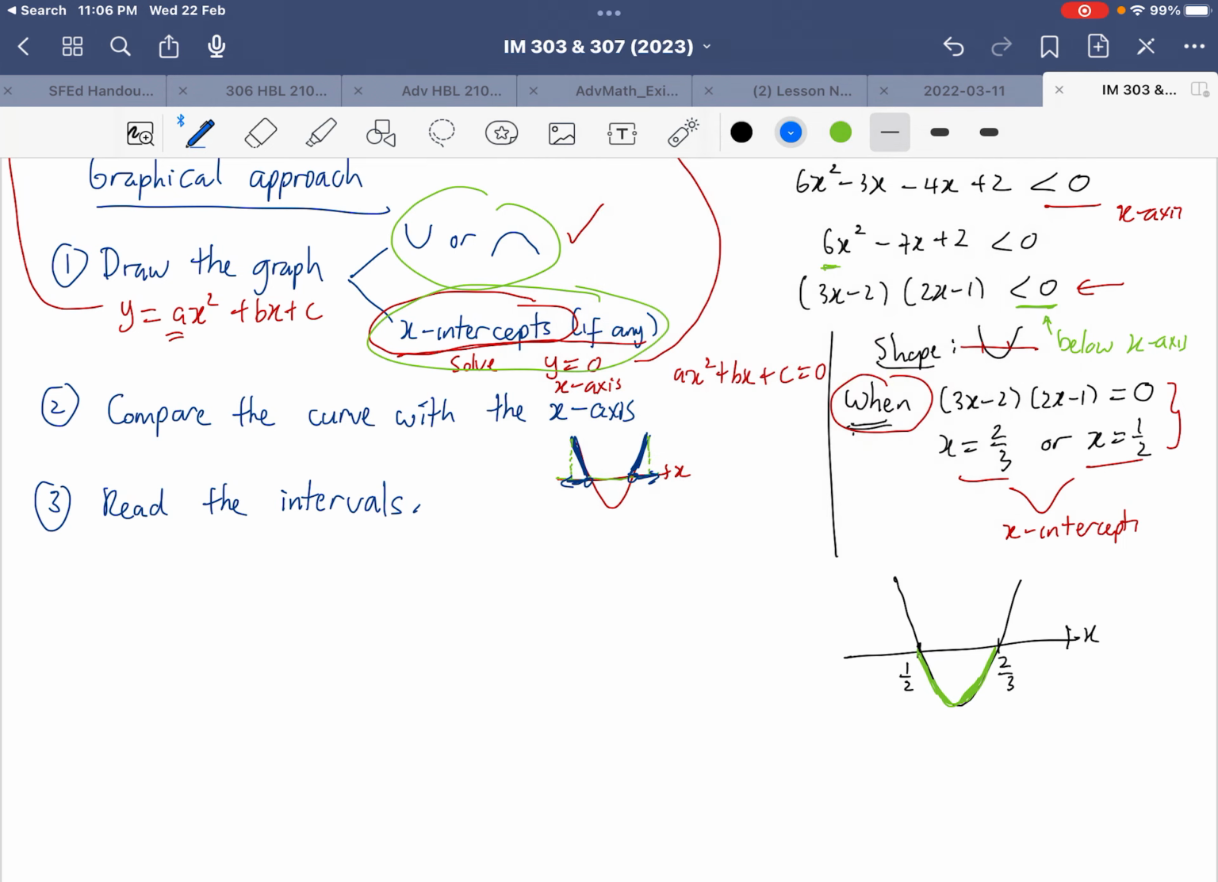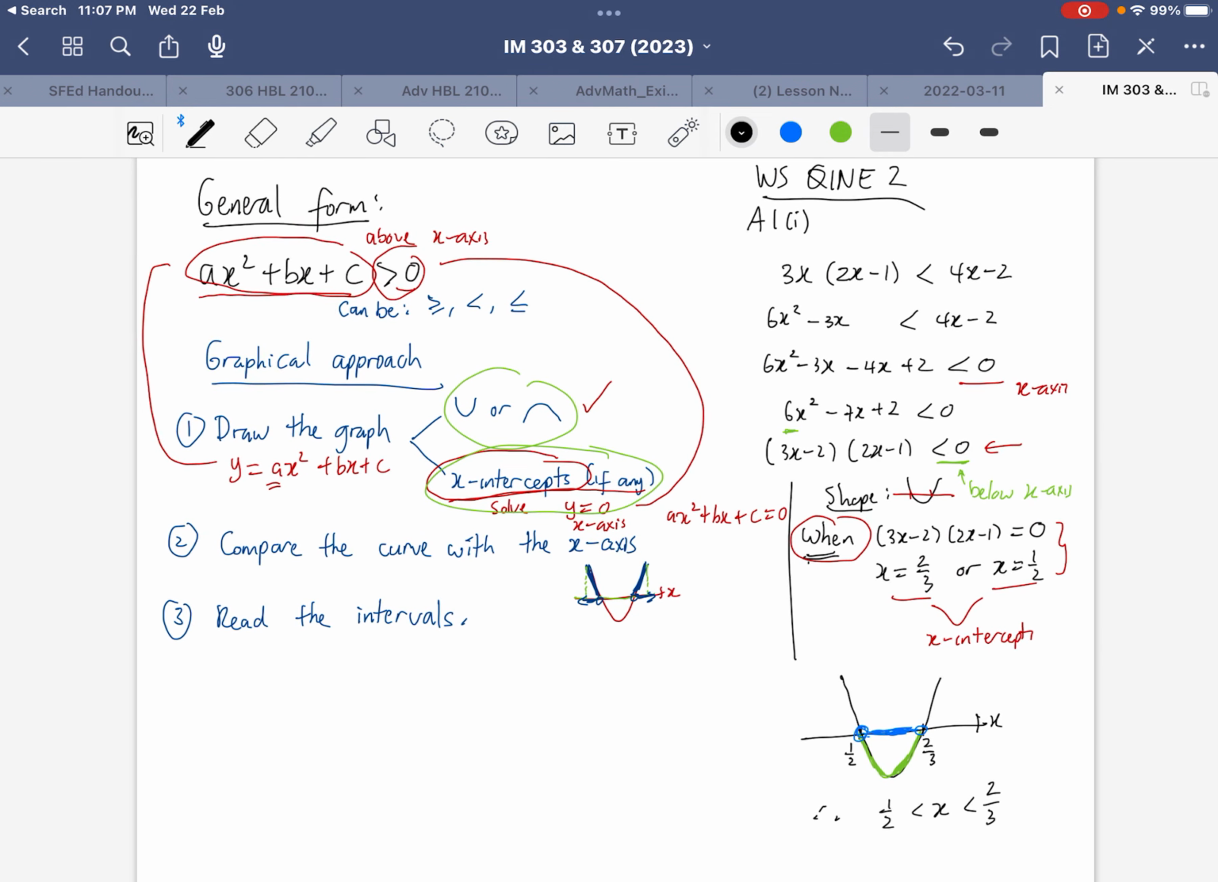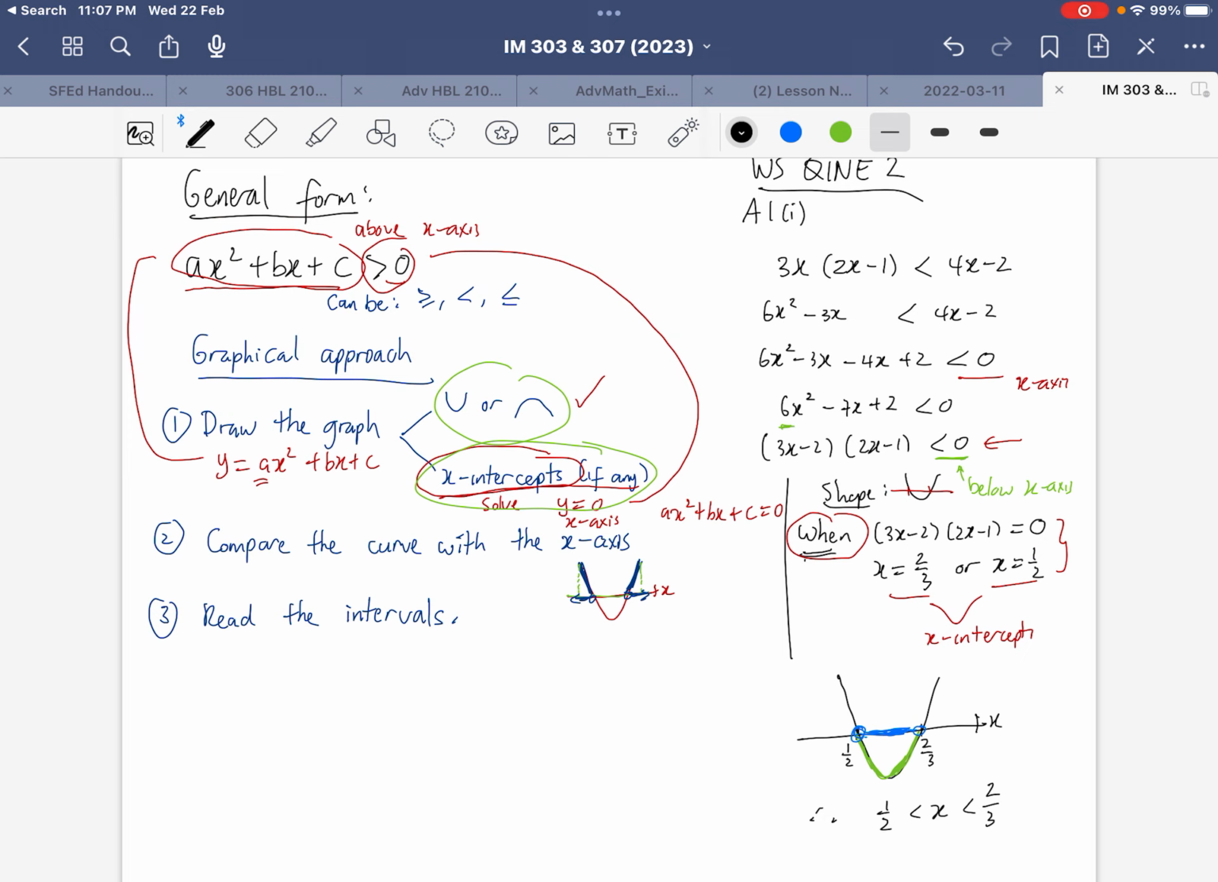So, the corresponding x will be here, right? From here to here, from half until 2/3. So, x will be between half and 2/3. Sorry, this should be half and 2/3. That's the step of solving quadratic inequalities. Okay, so in other words, every time you see inequalities, don't jump. Okay, always think about the graph.